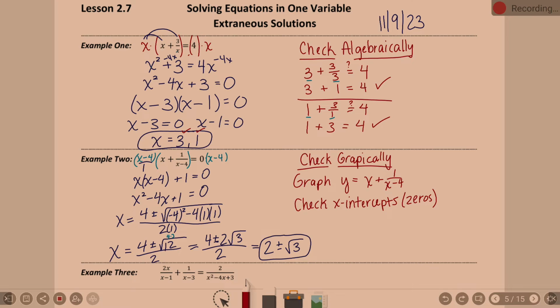Okay, check the zeros. So if we check the zeros, second calc, second trace, 0. I can do a left bound, right bound, and I just got 0.2679492. Is that good or bad? How do we know? How can I figure that out?